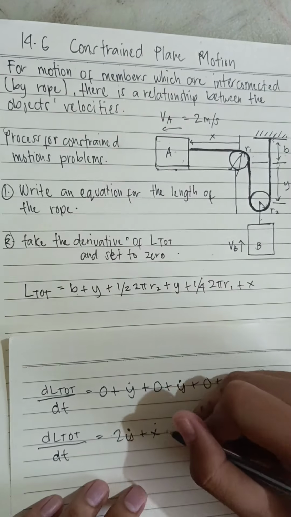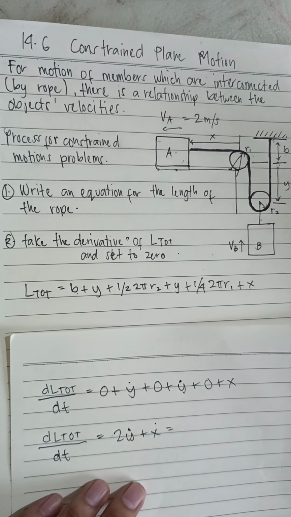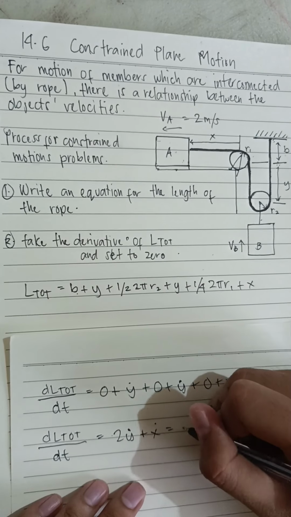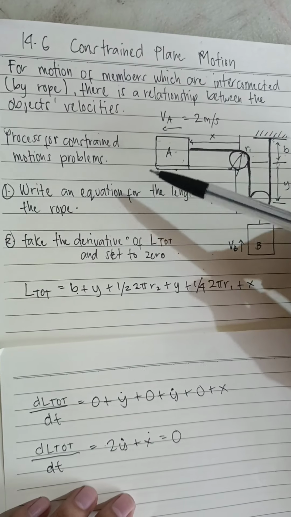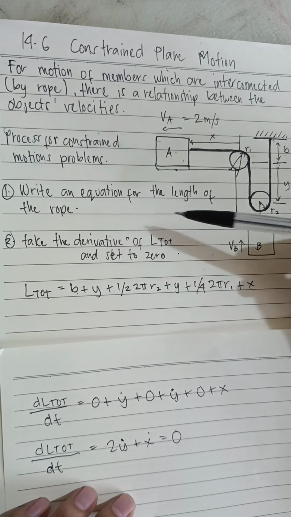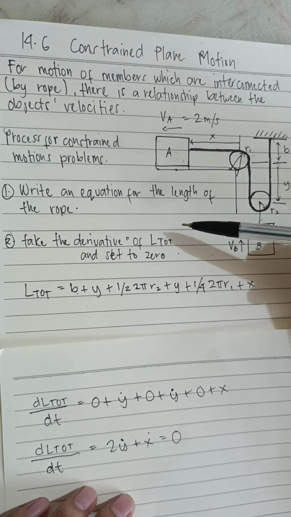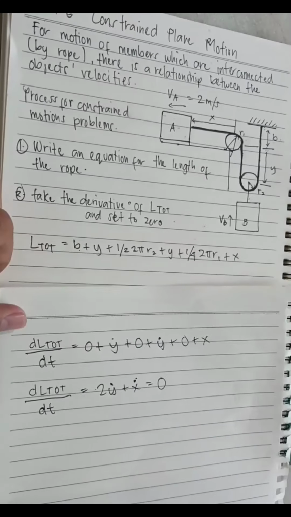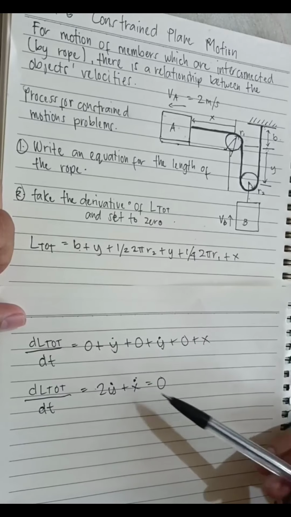And what is this gonna be equal to? Since wala namang nakalagay na haba ng rope, ang haba ng rope is constant. So, it's 0. So, this is what we are going to do. Gagawa tayo ng equation for the length of the rope. Kukunin natin yung derivative ng L total, at isa-set natin sa 0. So what is this y dot and x dot right here?